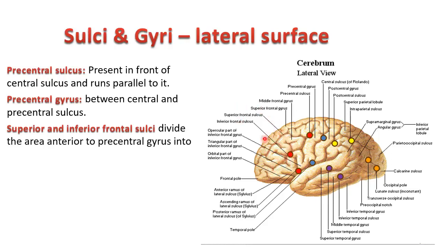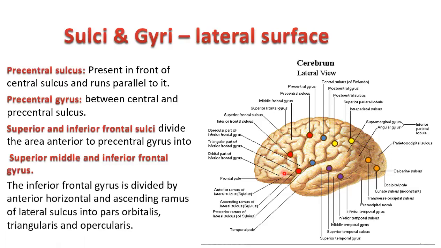This divides the remaining part of the frontal lobe into superior, middle and inferior frontal gyrus. So the two sulci, superior and inferior frontal sulcus, divide the frontal lobe into superior, middle and inferior frontal gyrus. Now if you look more into the inferior frontal gyrus, it is again divided by the anterior horizontal and anterior ascending rami into three parts.